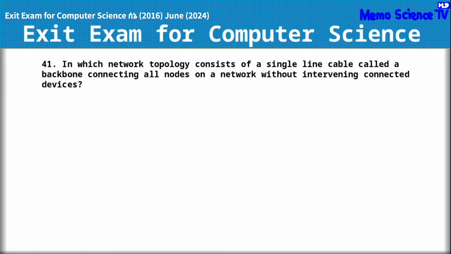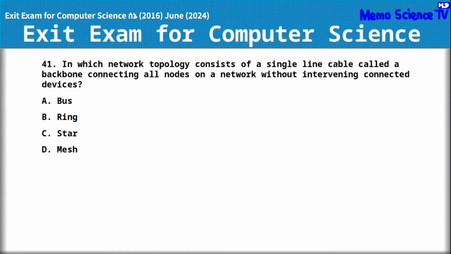Question number 41: In which network topology does a single line cable, called a backbone, connect all nodes on a network without intervening connected devices? A. bus, B. ring, C. star, D. mesh.